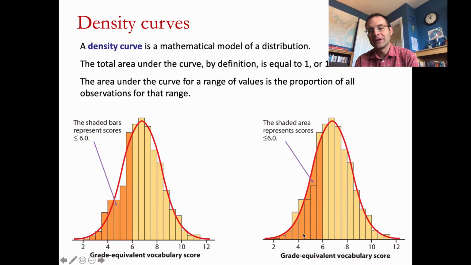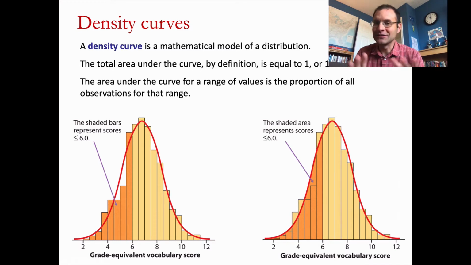And we can calculate exactly what percentage of the area underneath the curve will be less than 6, knowing the exact mathematical properties of this density curve. Okay, hopefully I didn't garble that too much, but that's the general idea, is that we're going from specific observations to something sort of idealized and abstract.